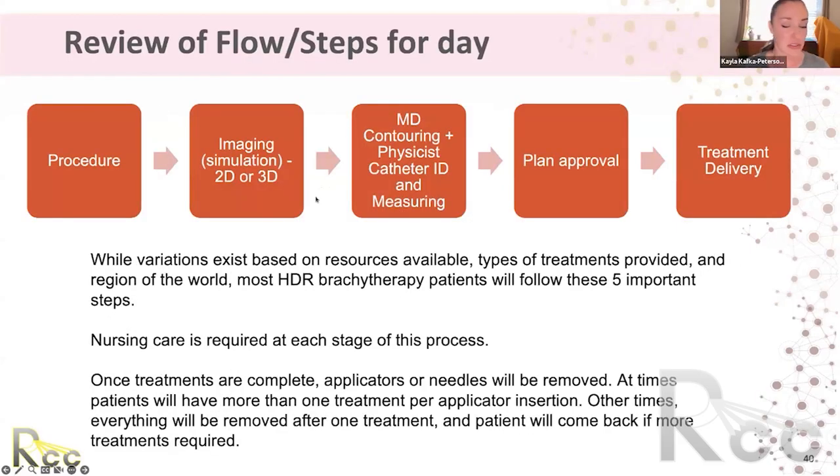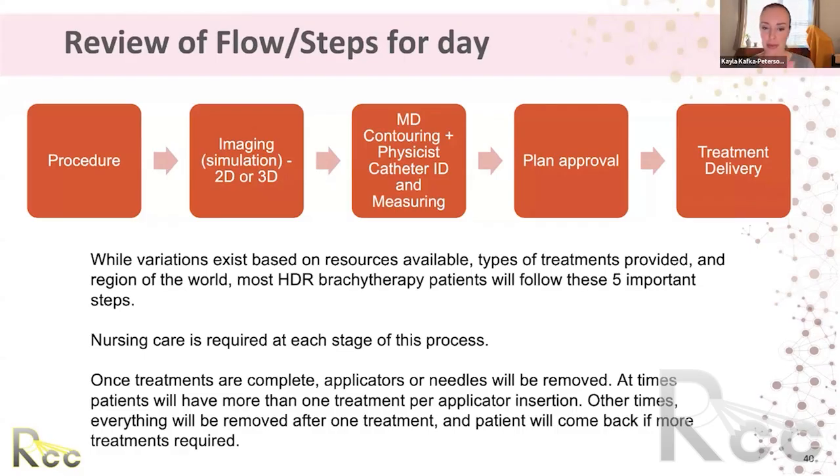All right, I'm going to keep us moving for the sake of time. While variations will exist based on resources available, brachytherapy HDR patients will go through these 5 steps. Where they occur, what type of imaging is used will vary, but the procedure needs to happen. The imaging needs to happen for the treatment planning. The treatment planning needs to happen with the physician and the MD. And then the plan gets approved.